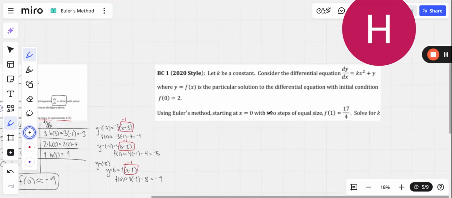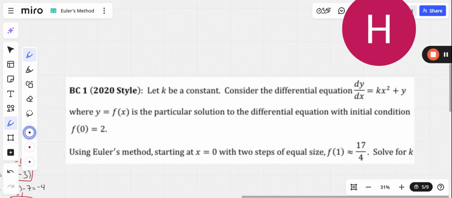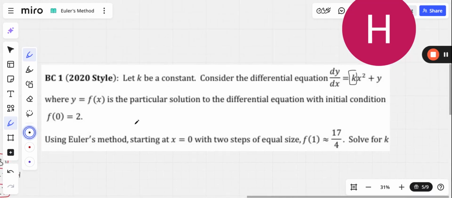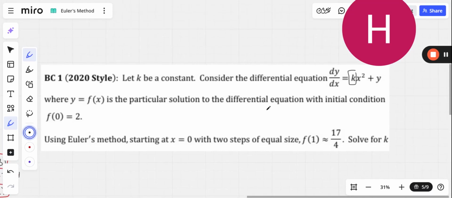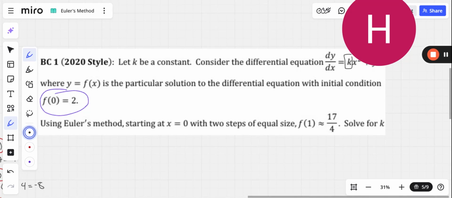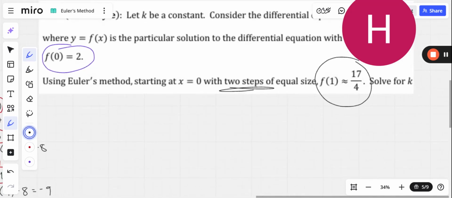Now here is the challenge problem of the day for sure, because we have a missing value k in our differential equation. They tell us that f of x is a particular solution to the differential equation given here, and we do have an initial condition f of 0 equals 2. So we're going to use Euler's method, and we're going to get that f of 1 is approximately 17 over 4 with 2 step sizes. So here's how that's actually going to work.